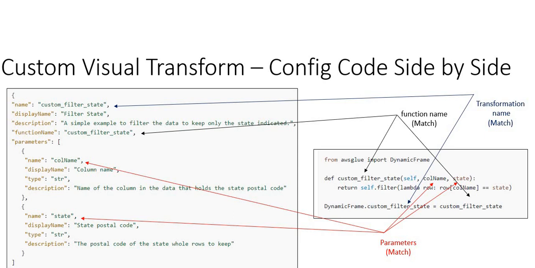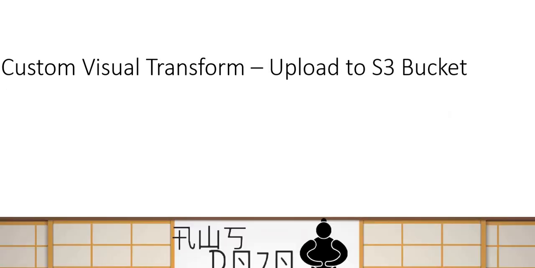And if you do it this way, then it will be a valid configuration, and then your custom transform is going to work. So once your config file and your custom code are ready, the next step is to go and upload it to the S3 bucket. And this is the simplest part.